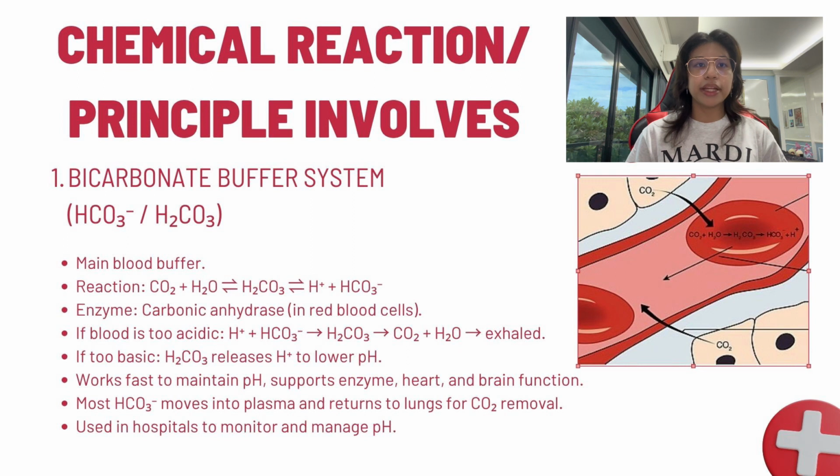If blood is too acidic, or low pH, there are too many hydrogen ions. They combine with bicarbonate to make carbonic acid, which turns into carbon dioxide and water. The carbon dioxide is breathed out, helping raise the pH. If the blood is too basic, or high pH, carbonic acid breaks apart to release hydrogen ions, helping lower the pH. This system helps keep the blood pH stable, especially during changes in breathing and body activities.